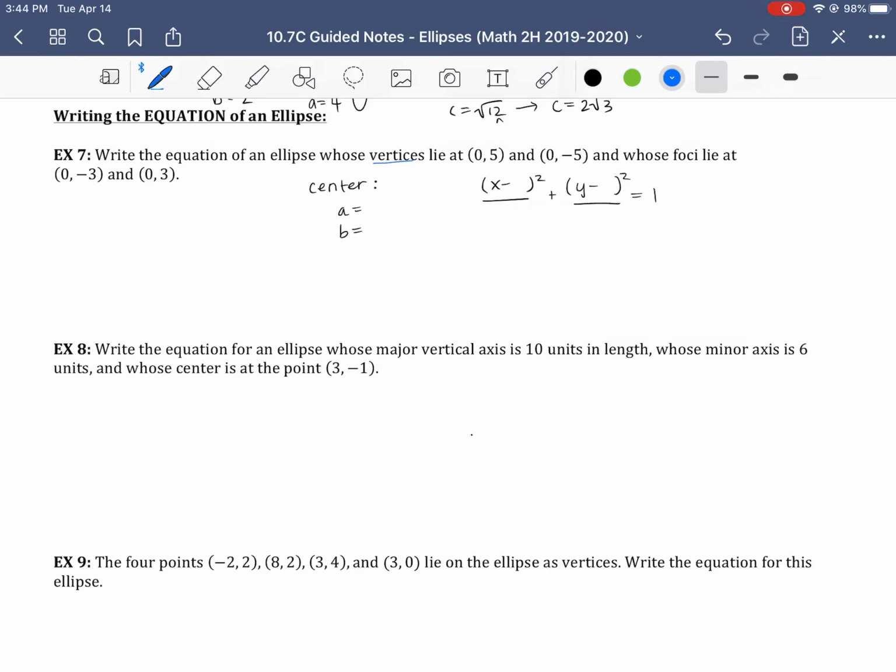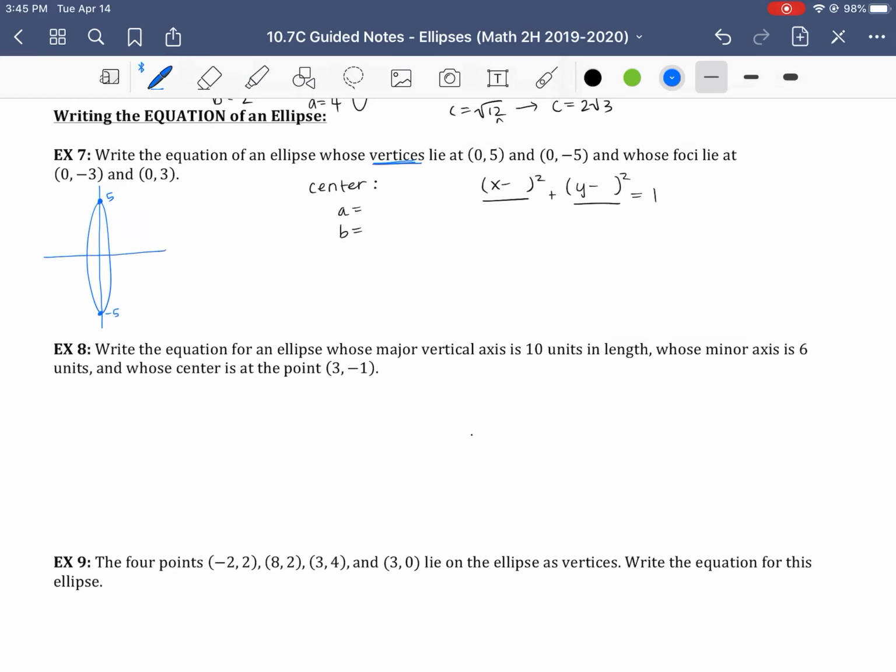So on this first one, it says write the equation of an ellipse whose vertices, so we know those are the points on the ends of the major axis, lie at (0, 5) and (0, negative 5). So let's just draw a little ellipse here. This must be going this direction, right? Because (0, 5) would be up here, and (0, negative 5) would be way down here. So we do know that this one, and I'm going to draw a little y-axis there, is elongated this way.